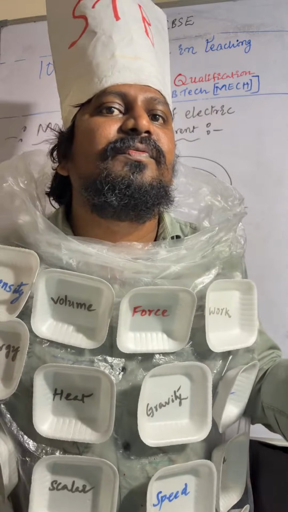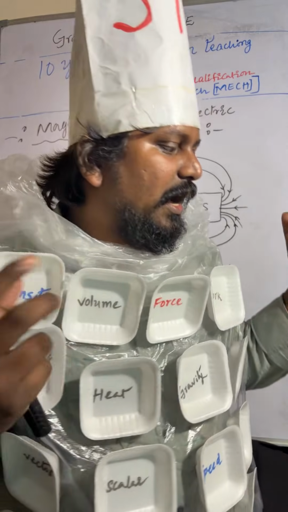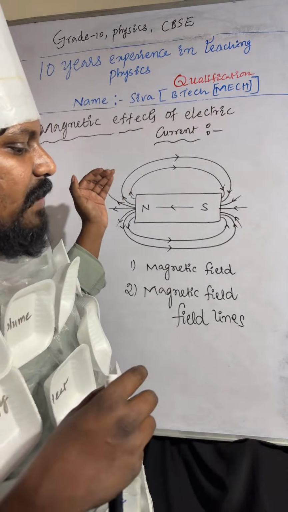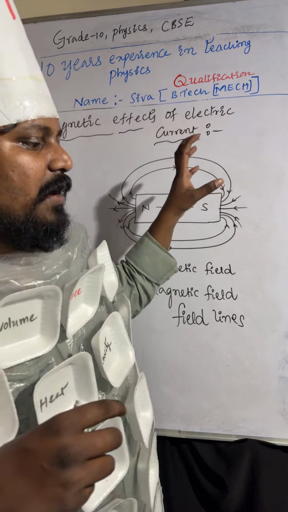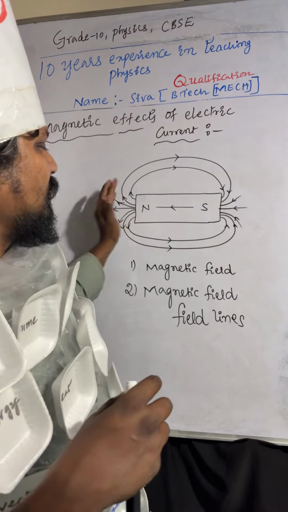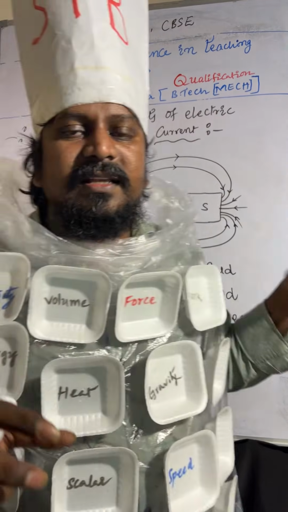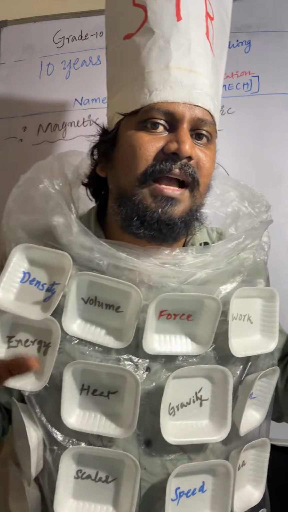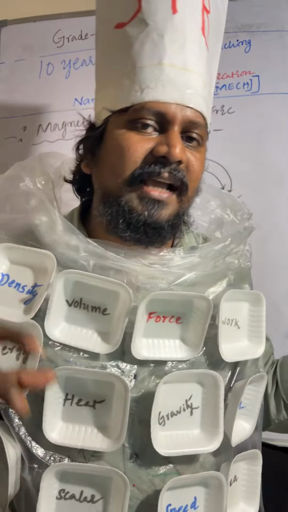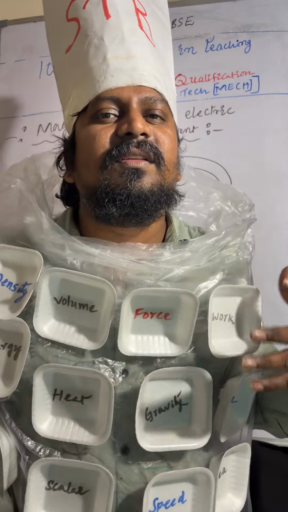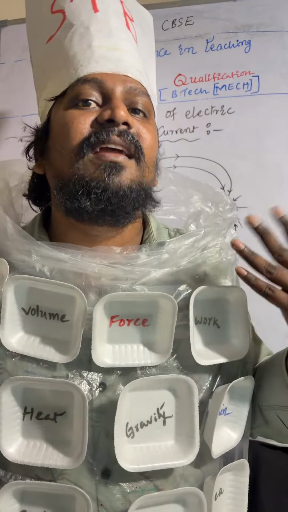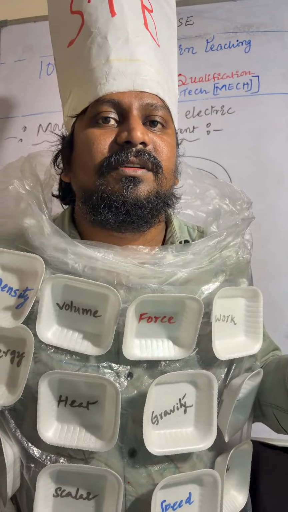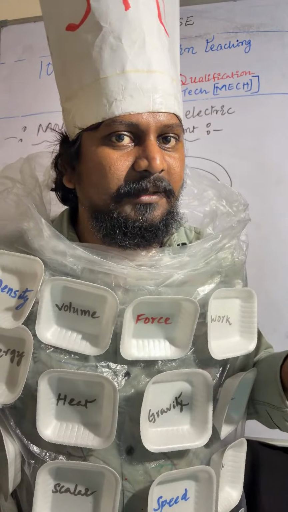So how will the field lines be? Outside of the bar magnet, the magnetic field lines go from north to south. Inside of the bar magnet, they go from south to north. The region around the magnet in which the magnet exerts a magnetic force is called a magnetic field.